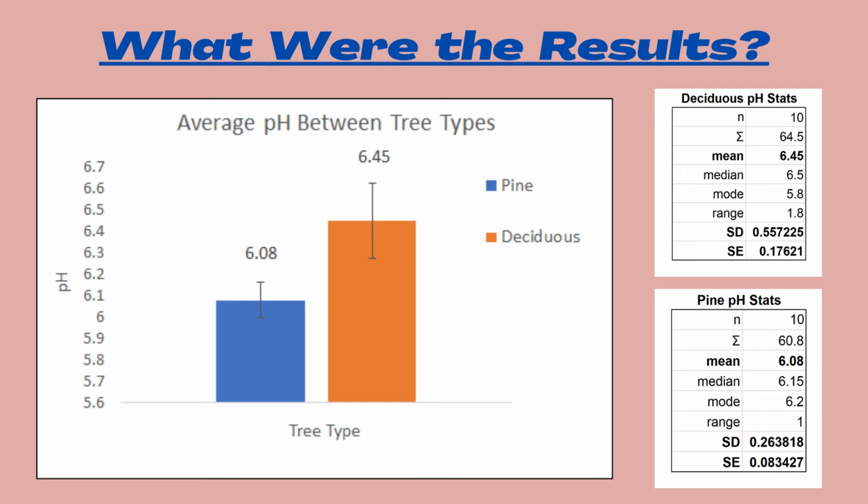When we finished testing, we had 10 pH readings for each tree type. We compared these values by showing the average pH for each tree type. The average pH for the eastern white pine soil was 6.08, and the average pH for the American sycamore soil was higher at 6.45. Additionally, the error bars show no overlap, suggesting that the difference in pH may be significant.